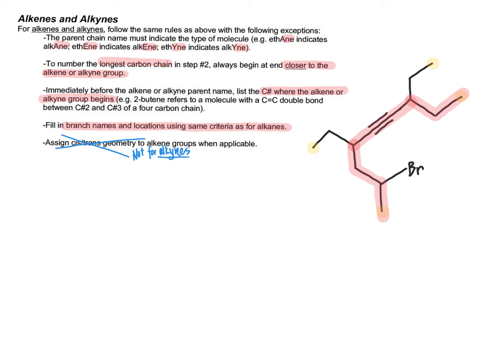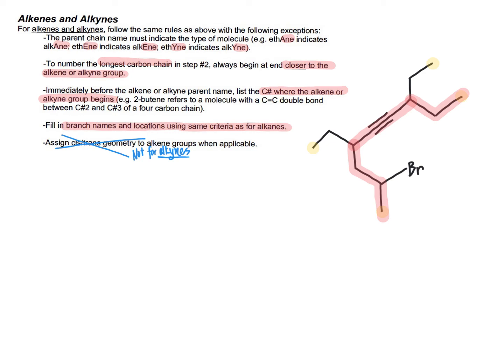Now, to number the longest carbon chain, always, always, always begin at the end closer to the beginning of the alkene or the beginning of the alkyne. In this case, it's an alkyne group. And we'll start numbering from the end closer to that. If we start from this, it's going to be 1, 2, 3, 4. Position 4 is where the alkyne group would start. If we come from this side, we go 1, 2, 3, 4, 5. Position 5 is where the alkyne group would start.